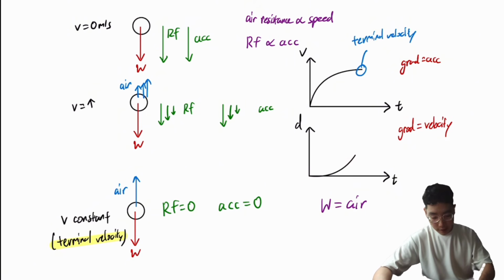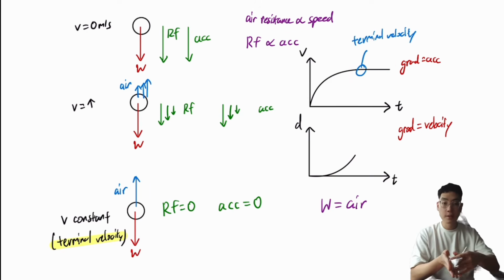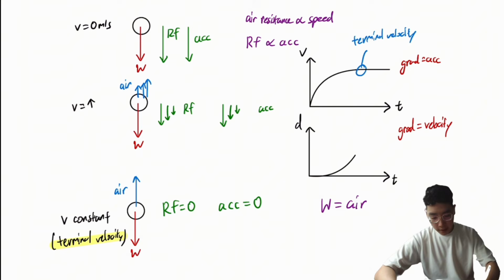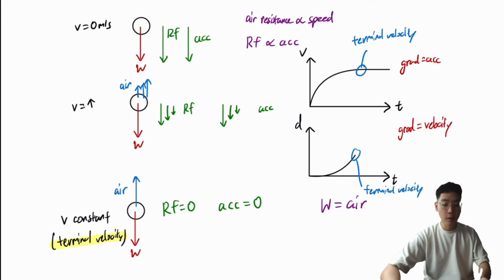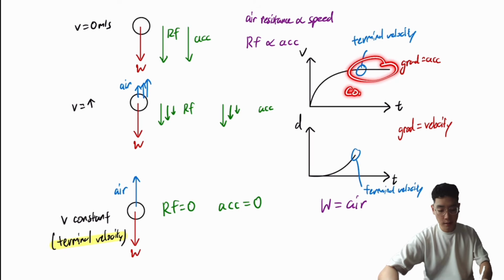Until at the end, what's going to happen when the ball actually reaches terminal velocity, right? In fact, let me just extend this line over here. So the velocity is going to be constant after it reaches terminal velocity. So what's going to happen at the end when the ball reaches terminal velocity? We just want to ask ourselves, how is the velocity changing, right? At the end, the velocity becomes constant. So the gradient of my displacement time graph also must become constant.